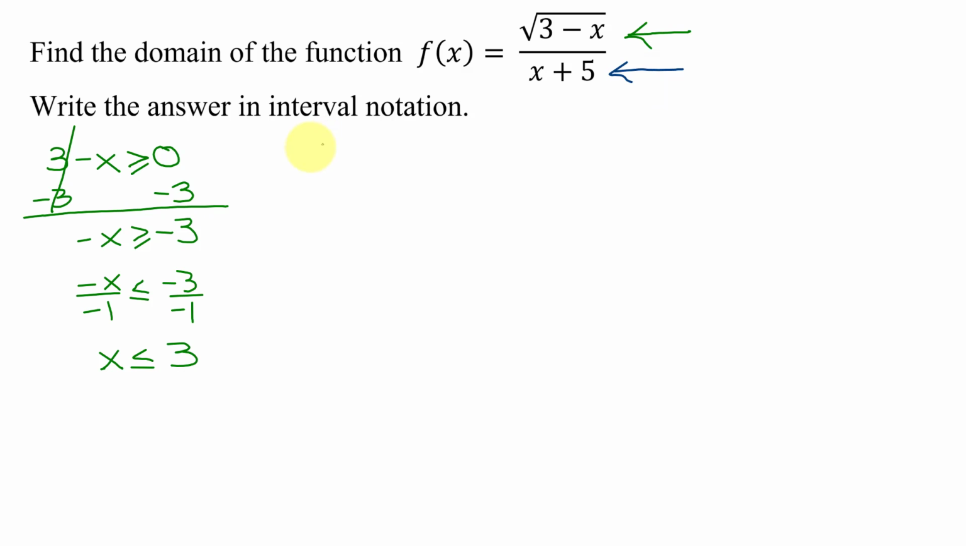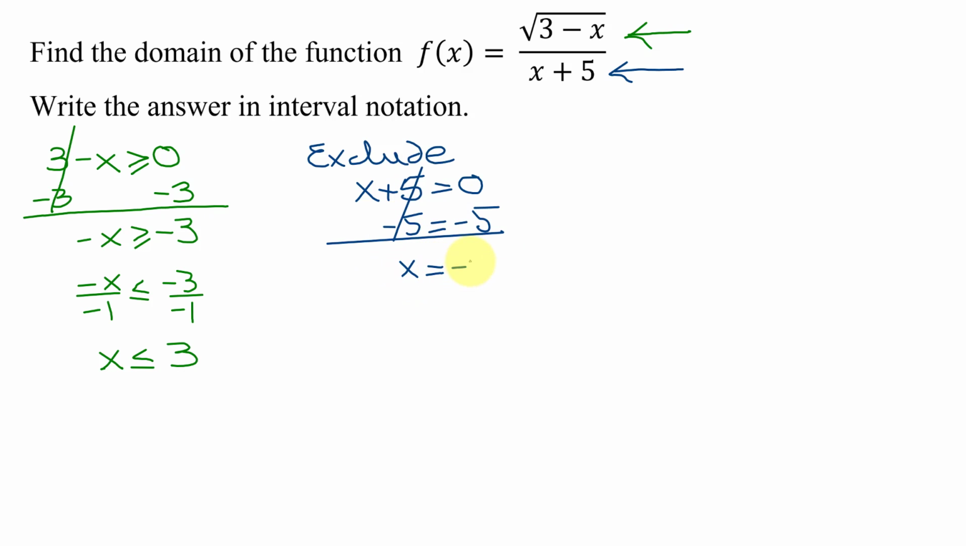We can't divide by 0, so I need to exclude all values of x that make the denominator equal to 0. So you set the denominator x plus 5 equals 0. Just subtract 5 from both sides. I'm going to get x equals negative 5. That's the value I have to exclude from the domain. Is this value in this domain?